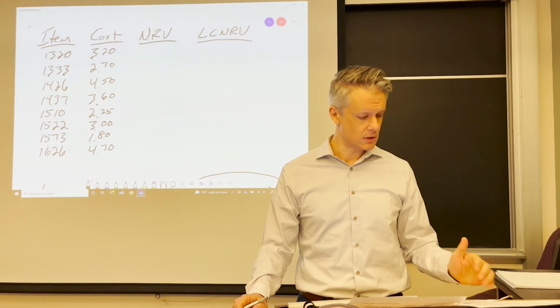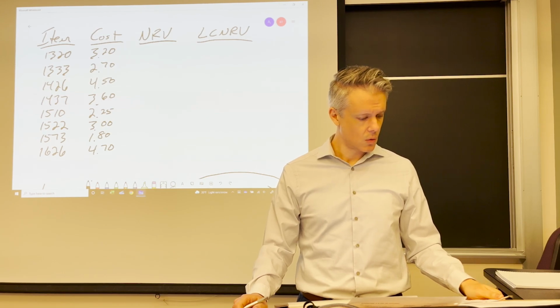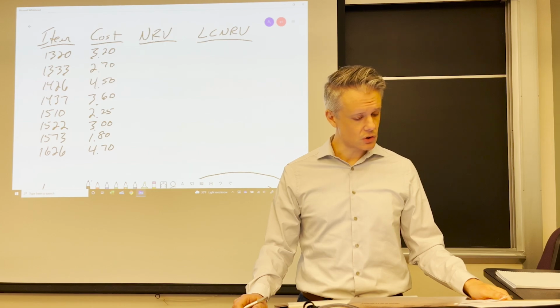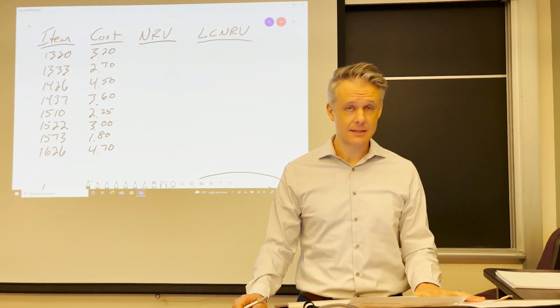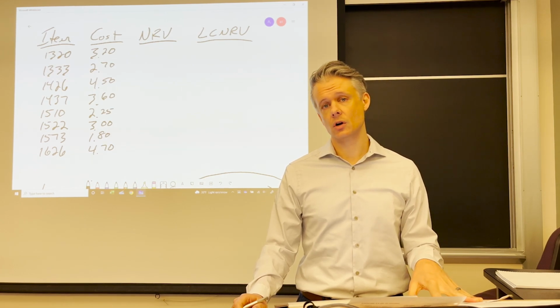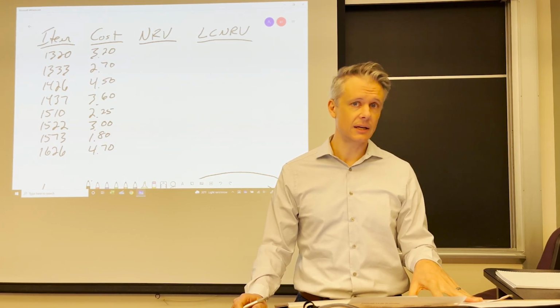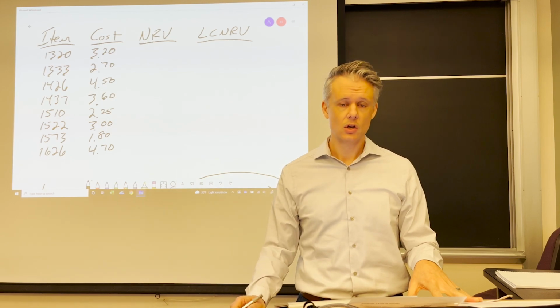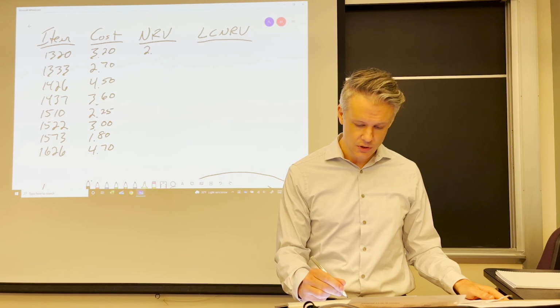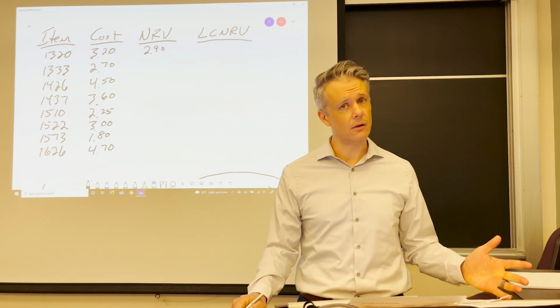Let's take a few of these, starting with item 1320. We know the cost is $3.20. Our estimated selling price is $4.50. Now we estimate it's going to cost $1.60 to complete and sell this. So our net realizable value for item 1320 is $2.90.